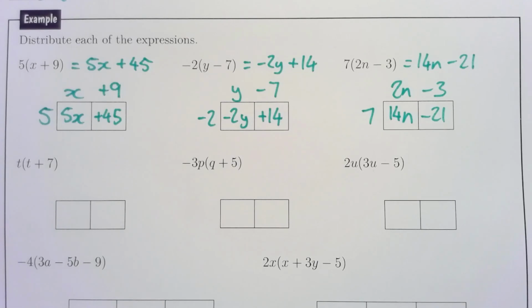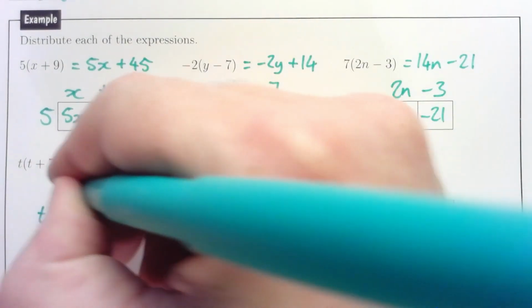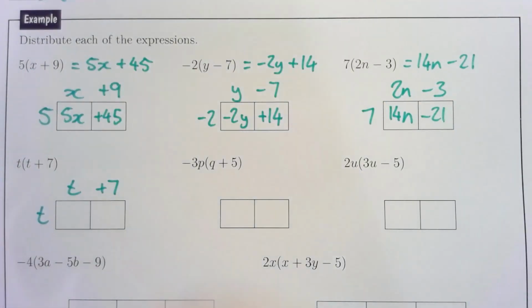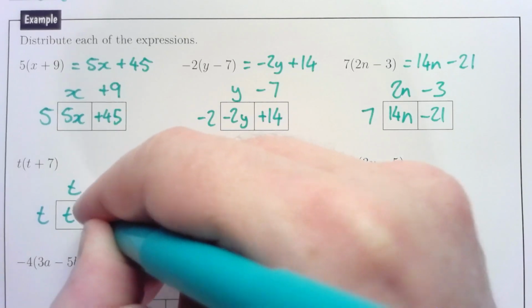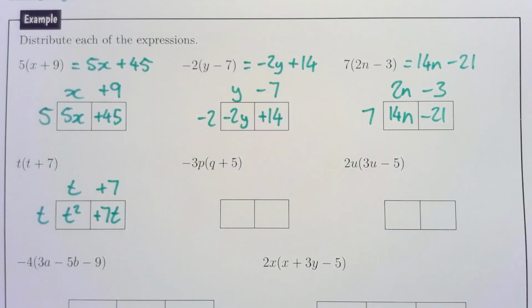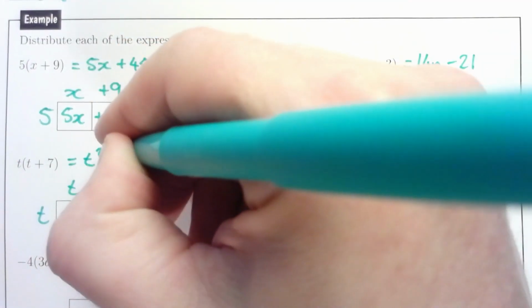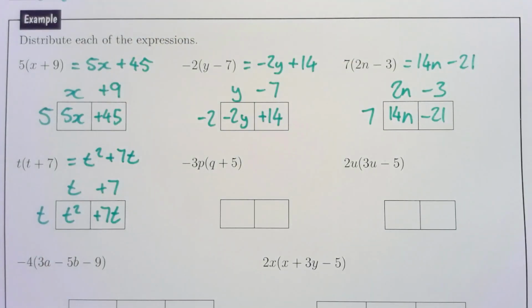Now in each of our examples so far, the value we've been multiplying by has been a constant, but we can also multiply by a variable as well, as we have here, where we have t multiplying the quantity t plus 7. So t needs to multiply both t and 7, which gives us the products t squared and 7t. So our equivalent expression is t squared plus 7t. We can even distribute when multiplying by both a constant and a variable.